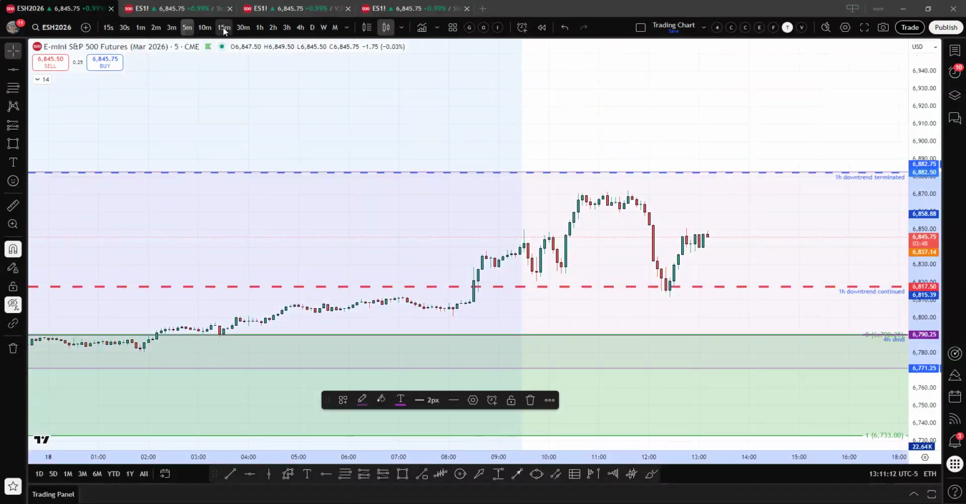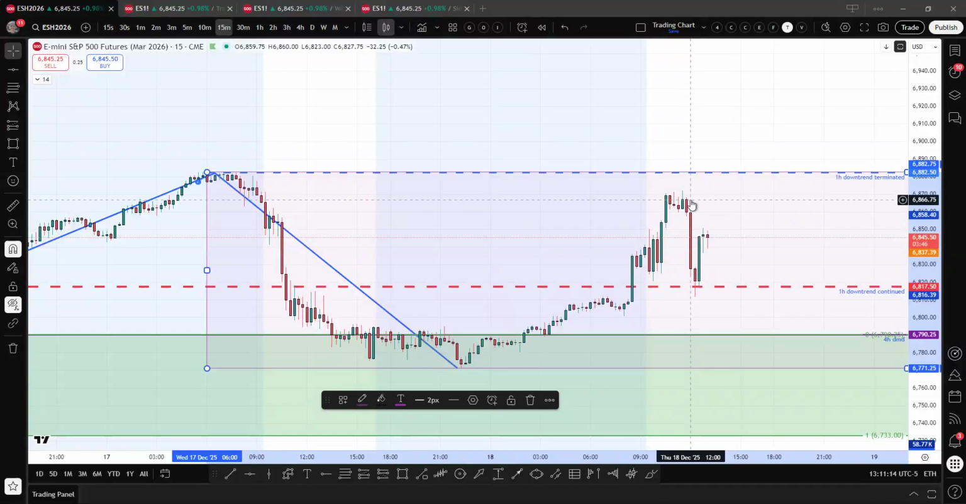Now we go on a lower time frame and we say, okay, if it breaks above this high right here, that means we are on a 15-minute uptrend. And then if it crosses this dashed line, then it became an uptrend on the 15-minute, and it also canceled the 1 hour downtrend. So that's actually a good sign.